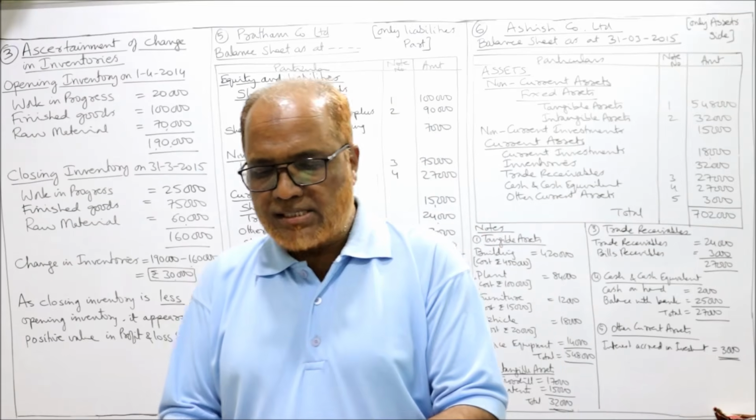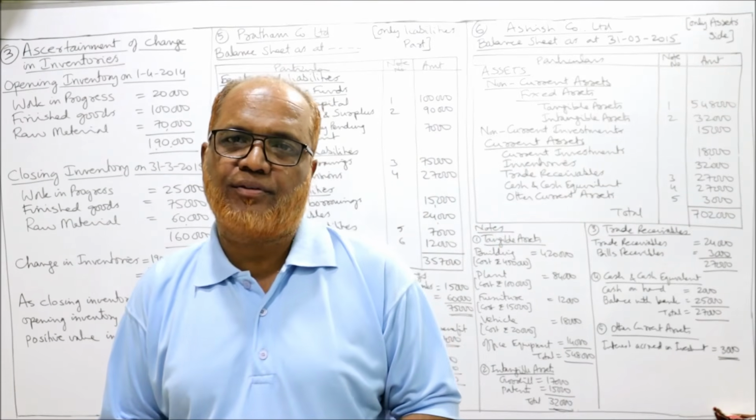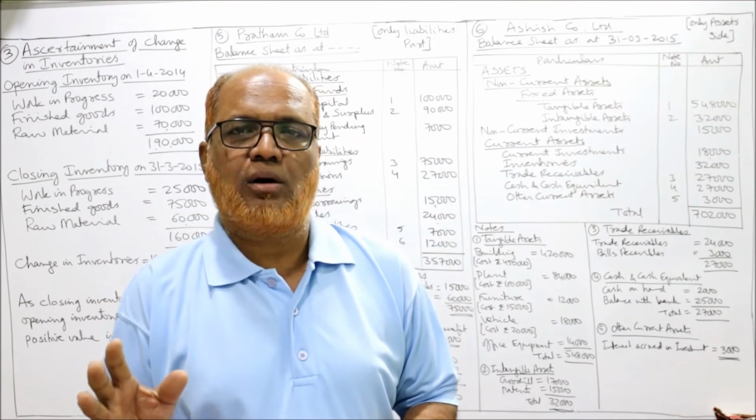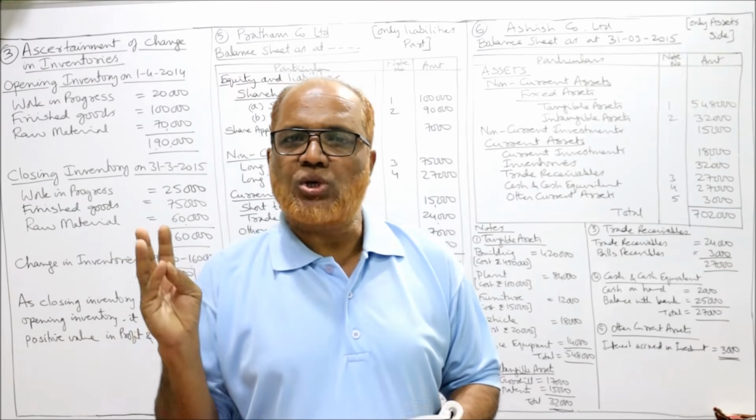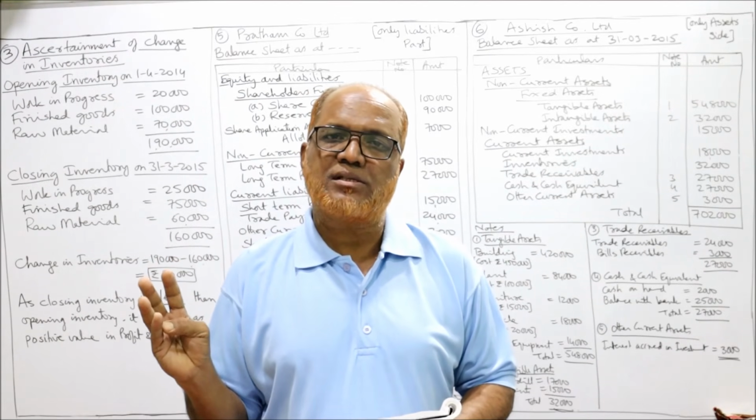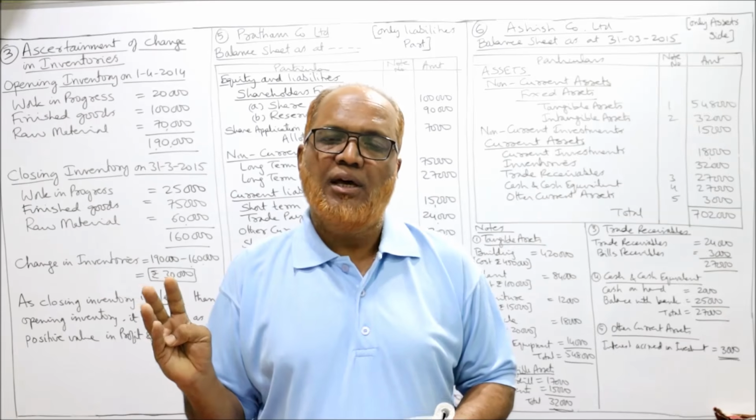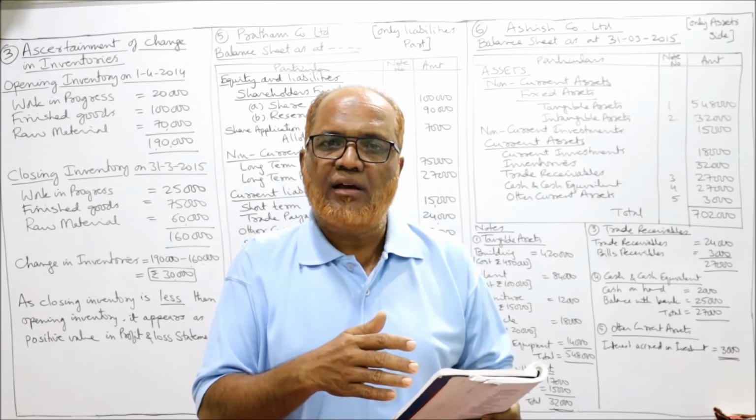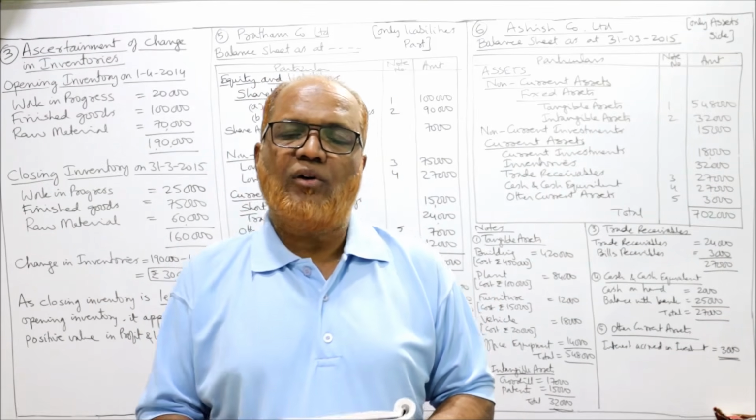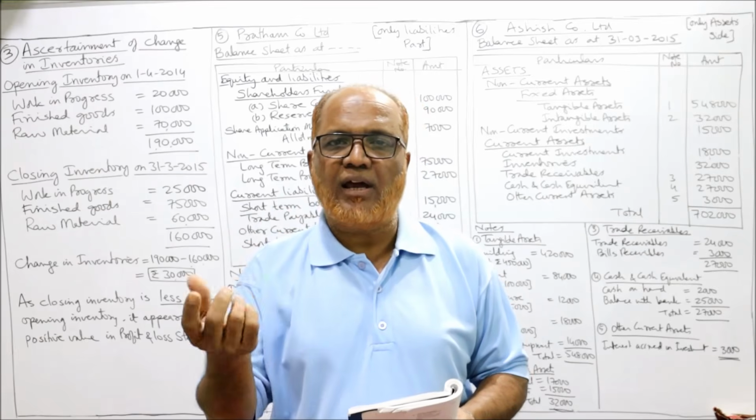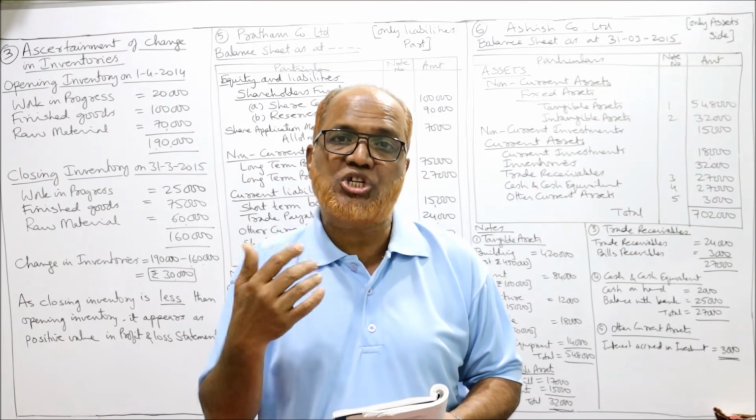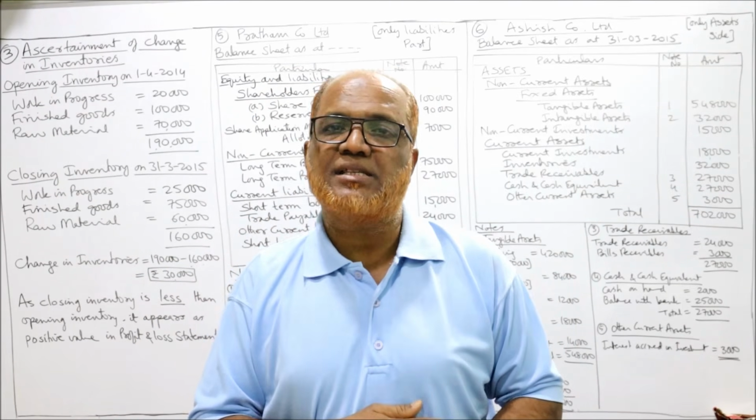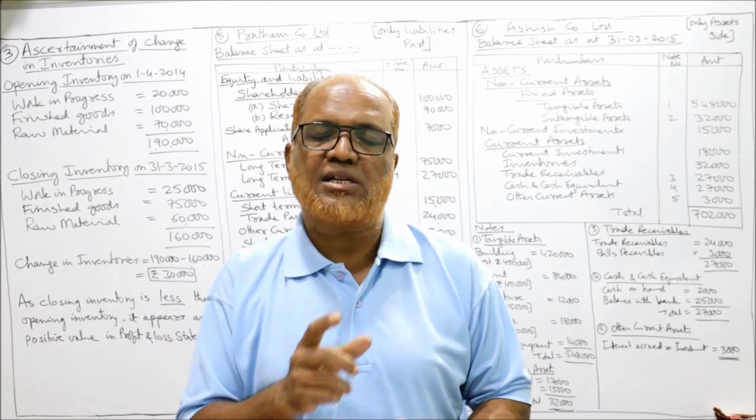From the following particulars, ascertain the change in inventories. Inventories means stock. Three types of stocks are there: stock of raw material, stock of work in progress, stock of finished goods. When we combine these three stocks, it is called inventory. So we will have opening inventory as well as closing inventory. We will find out the difference between opening inventory and closing inventory. That will show you the change in inventories. This change in inventories will be taken under expenses in the profit and loss statement.